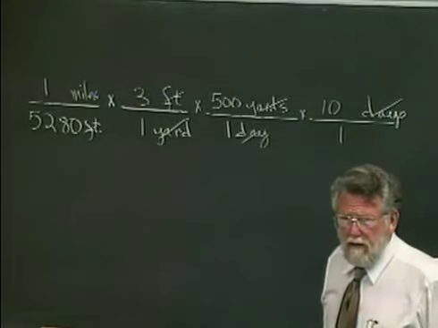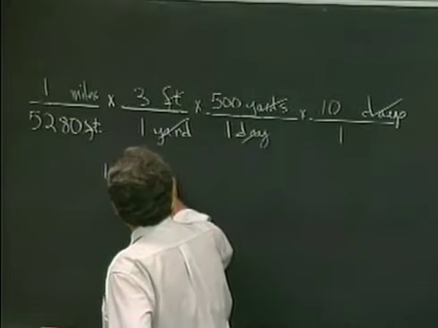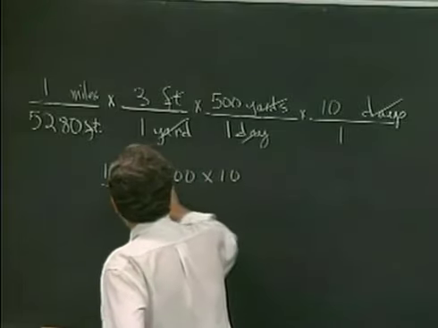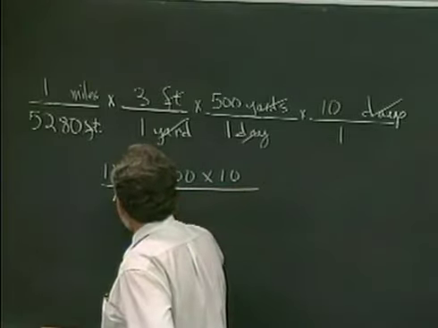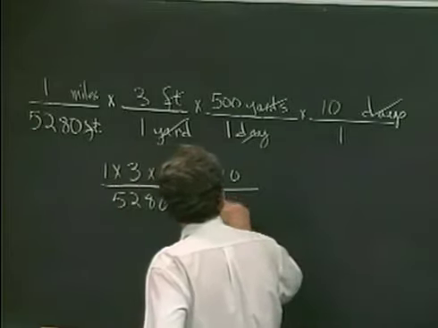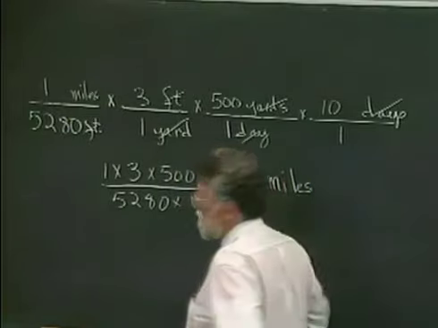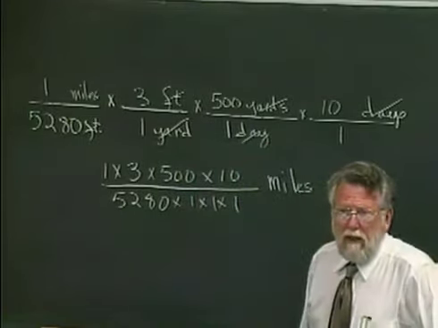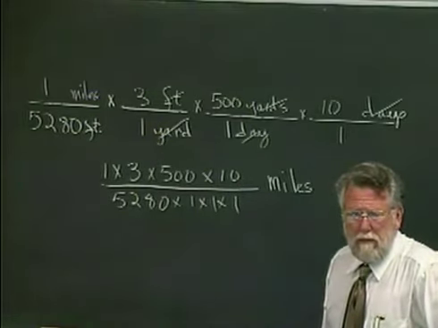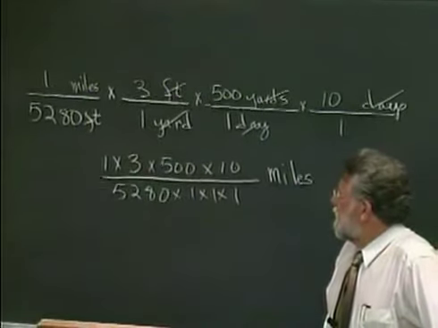Then what was your next step that you were supposed to do? Rewrite it with just the numbers, correct? This is just a review. So I have a 1 and a 3 and a 500 and a 10, and it's over 5280, a 1 and a 1 and a 1. And we have our units at the end. Now, these were rigged many times so that what would happen? You could cancel and make it a little bit easier.